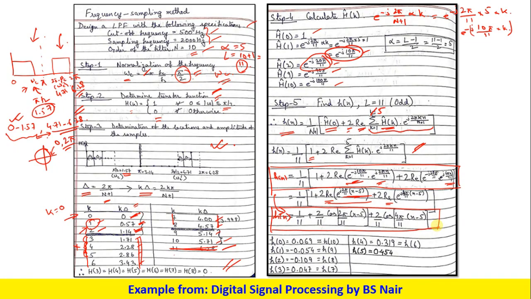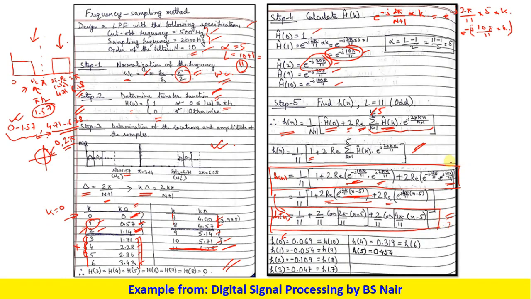Now change the value of n. n will be varying from 0 to 10. So change the value of n and calculate the h n value. Any doubt anywhere? Which one? This one.